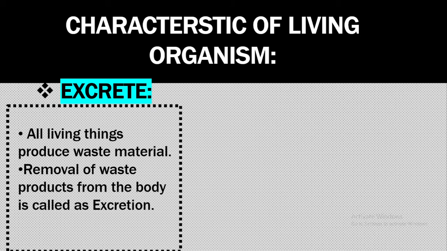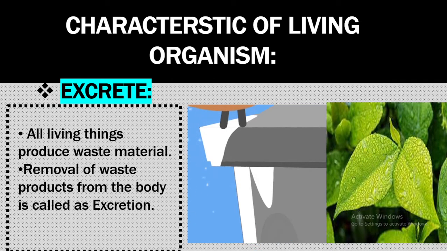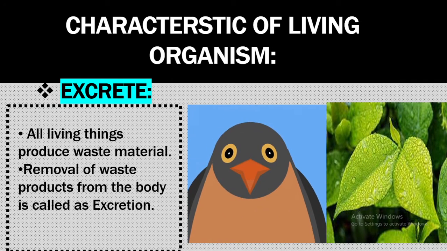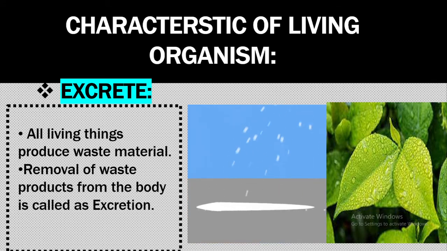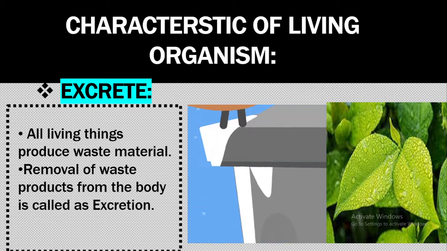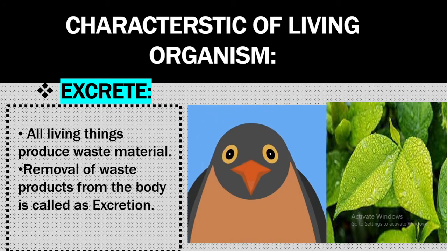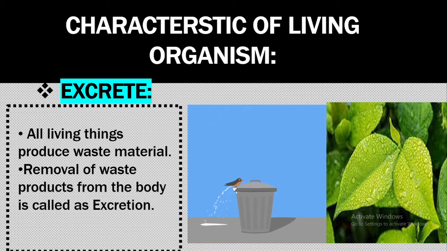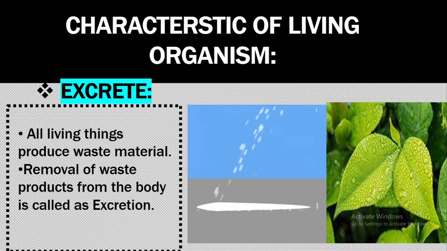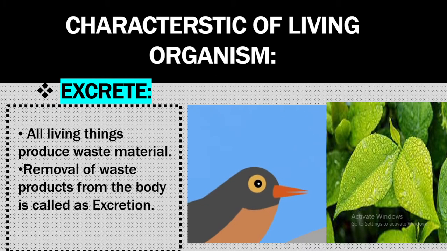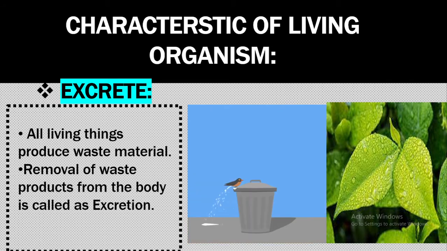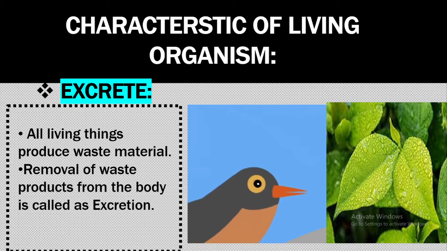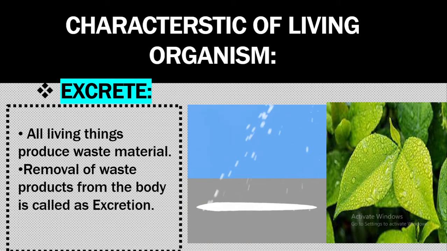And next is excretion. What is the meaning of excrete? Yes, you can see in this picture, it is a very important characteristic of living organisms. All living things produce waste material. Removal of the waste products from the body is called excretion. Living things get rid of this waste material by passing it out of their bodies into the environment. This process is called excretion.